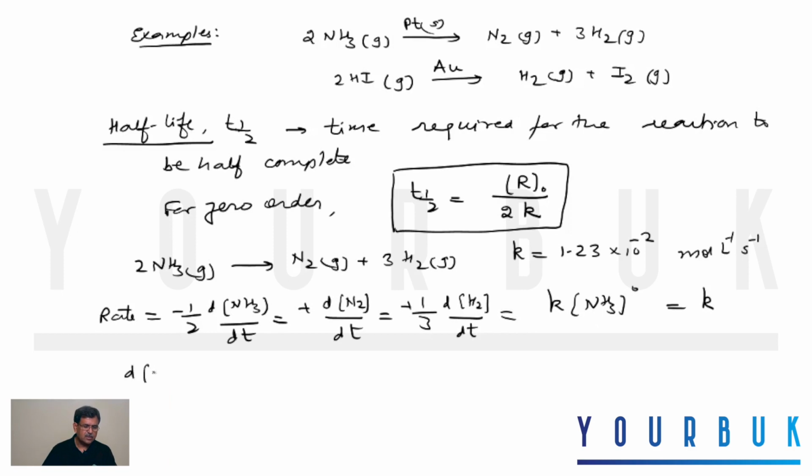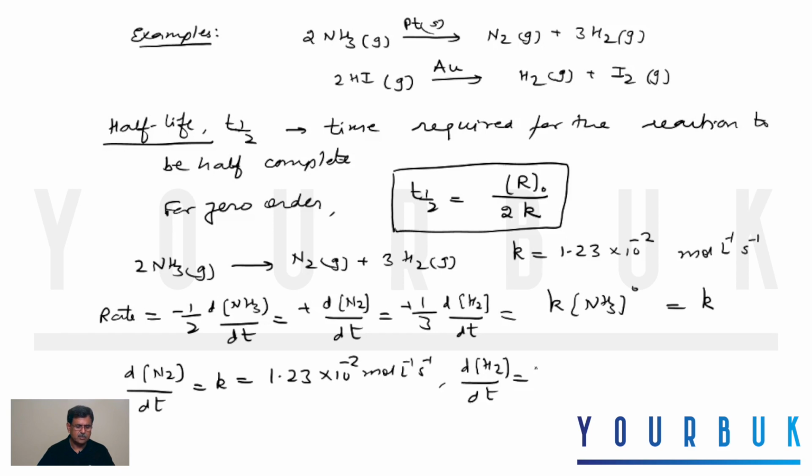So the instantaneous rate of formation of nitrogen is the same as K and is equal to 1.23 into 10 to the power minus 2 moles per liter per second. And the instantaneous rate of formation of hydrogen is equal to 3 times K, and this is 3 into 1.23 into 10 to the power minus 2, and this is equal to 3.69 into 10 to the power minus 2 moles per liter per second. So this is about the zero order reaction.